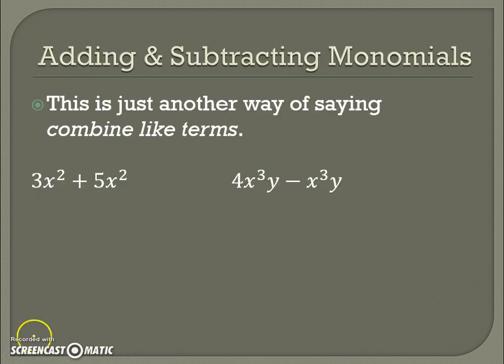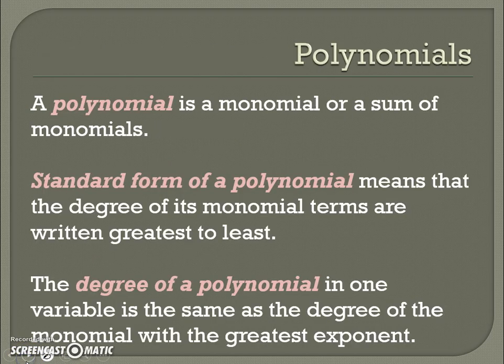All right, so adding and subtracting monomials, this is combining like terms. You check and see, are the variables exactly the same? And if they are, we could add or subtract them. So this should be pretty easy. Remember, you just add the coefficients. So this would be 8x squared. This is an assumed coefficient of 1, so it's 4 minus 1 is 3x cubed y. All right, so that's all you're doing. It's just another way of saying combining like terms. That should be pretty simple for you.